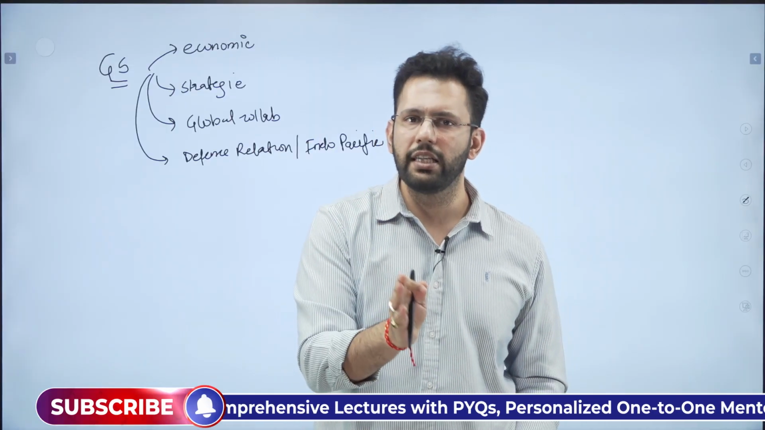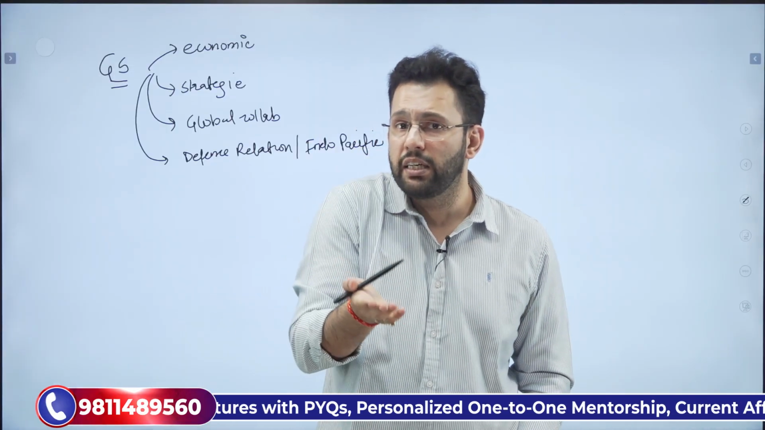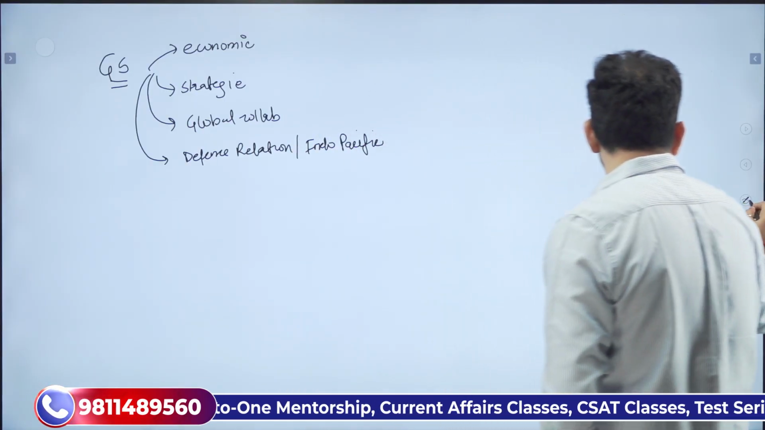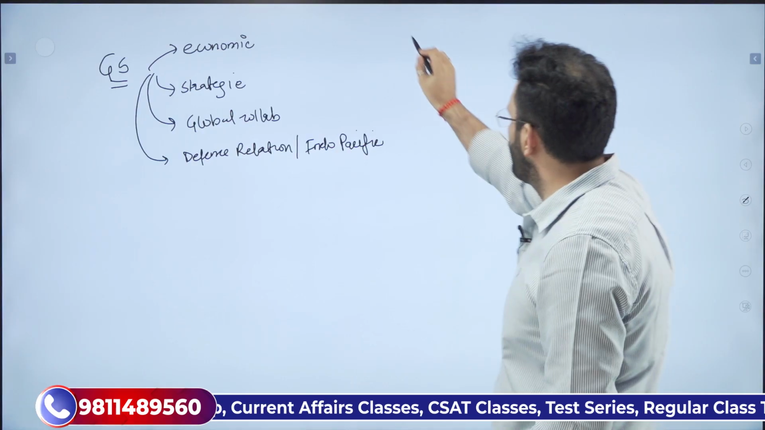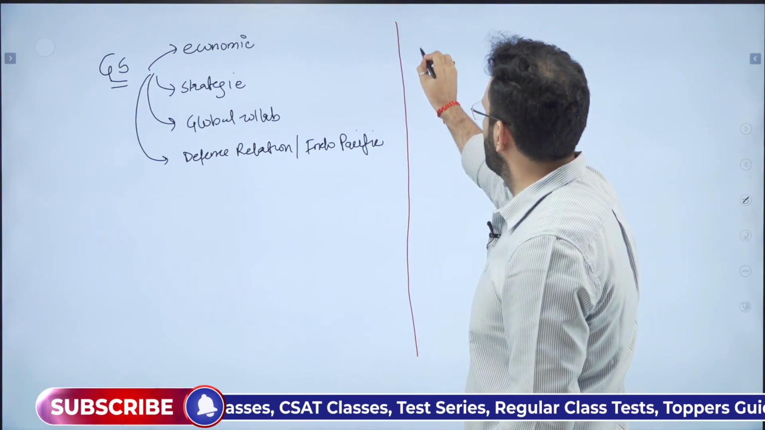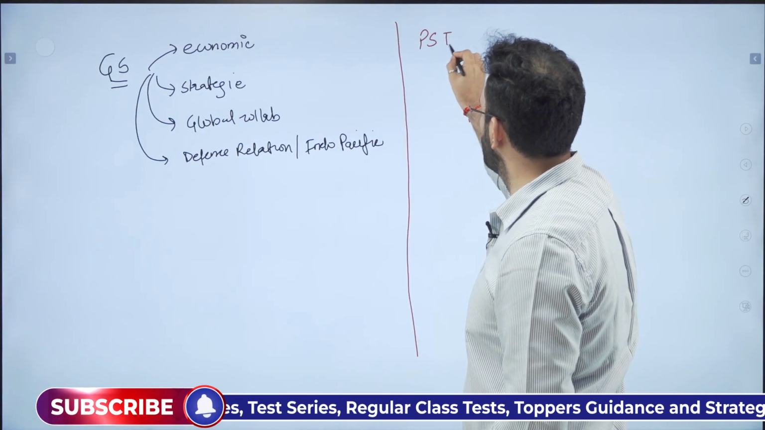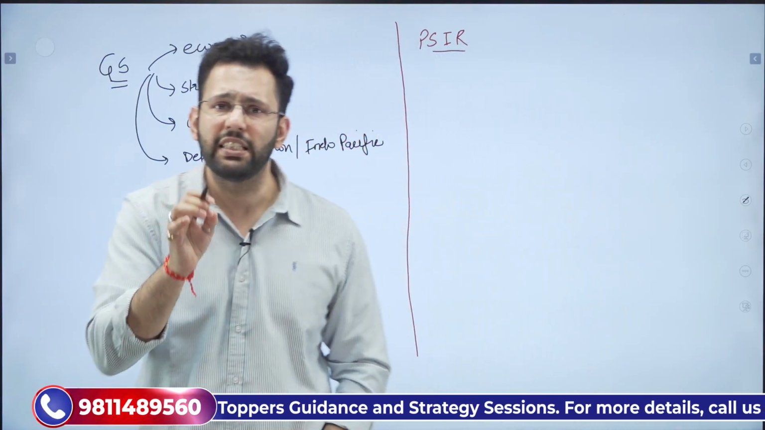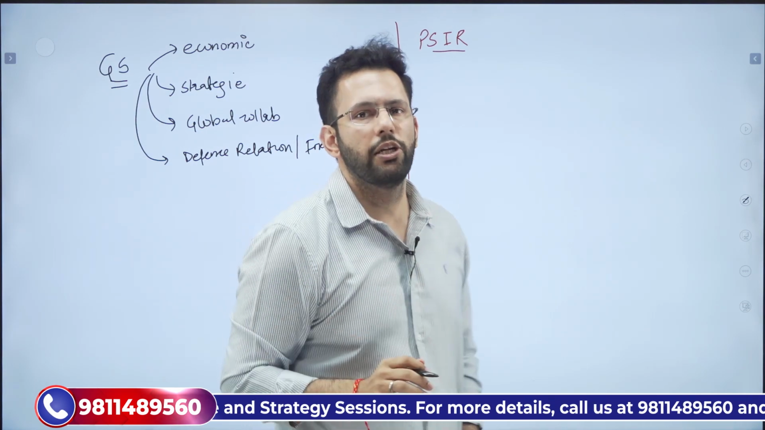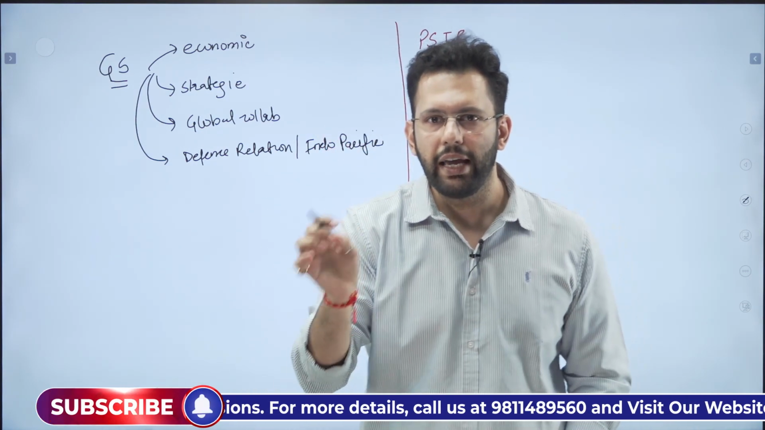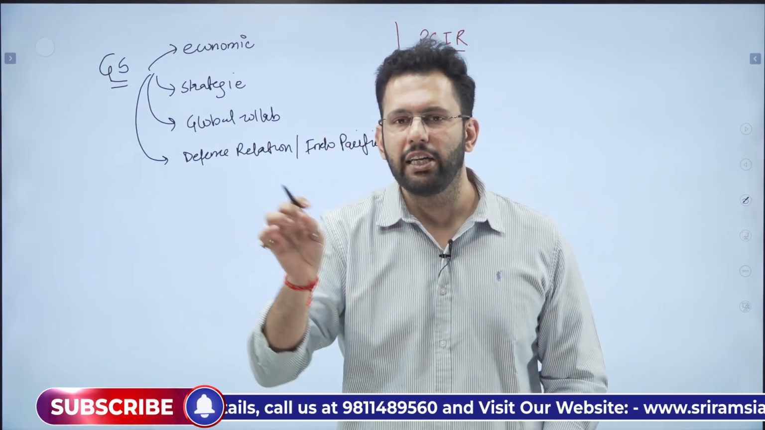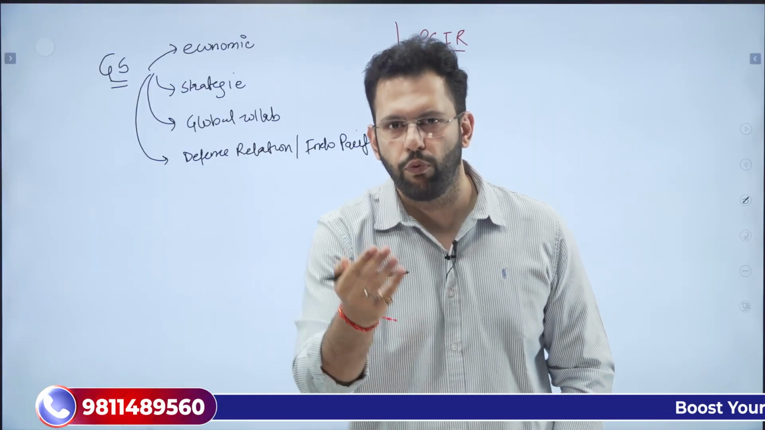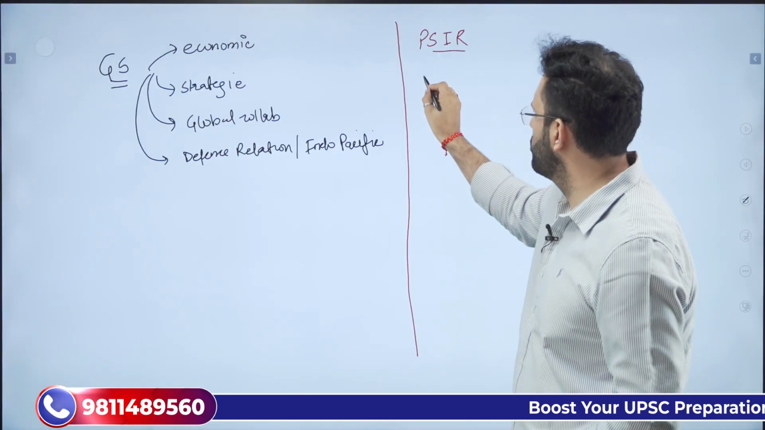When we write this in PSIR, what makes it different? The first thing that makes it different is that we have to mention the approaches. In PSIR, we need to mention which IR approach, which international relations theory, best explains the India-Japan relation. So what is the best explanation of the India-Japan relation?